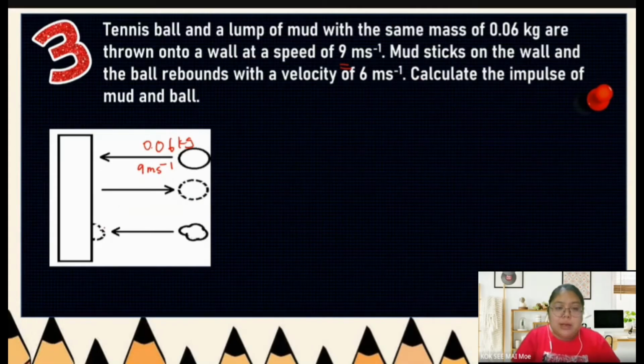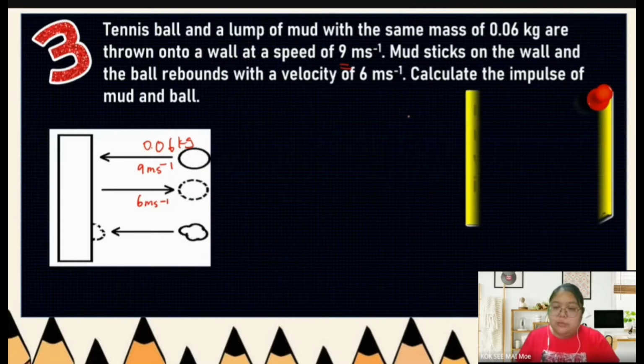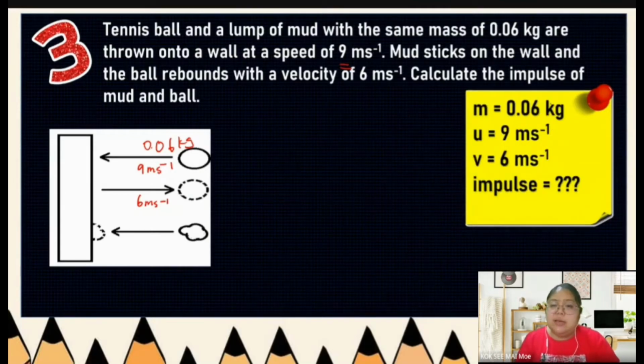Okay, that means the mud only goes one way. The ball got repulsed back at 6. Then after that, calculate the impulse of the mud and also the ball. We calculate the mud first because it is a bit easier, since it never changes direction. So we get the info first. Okay, so the impulse for the mud first.